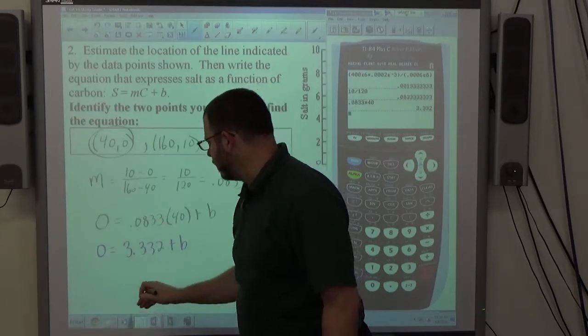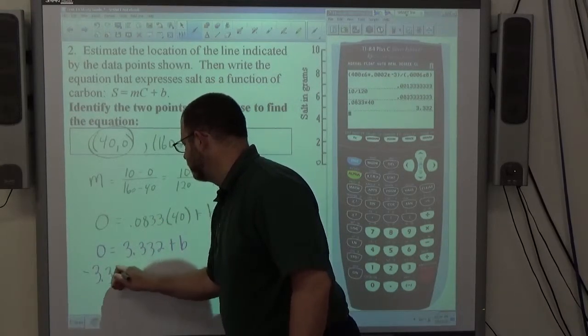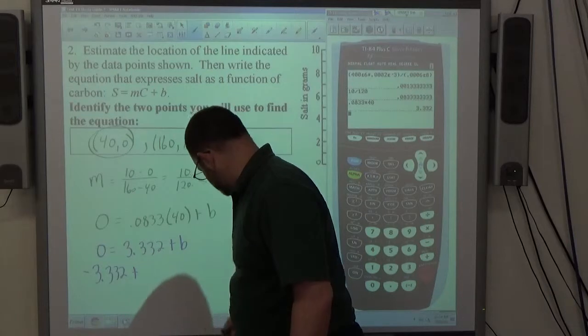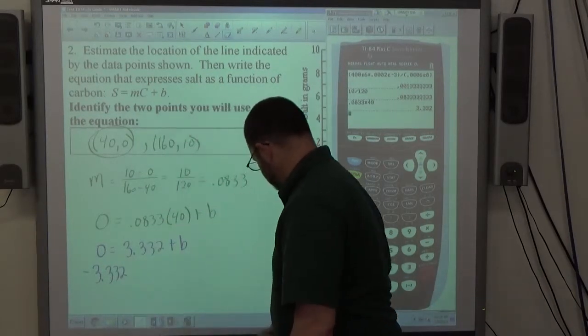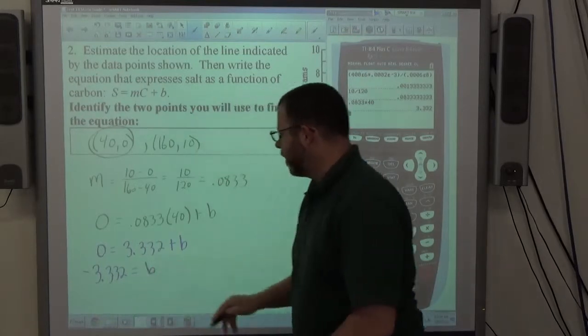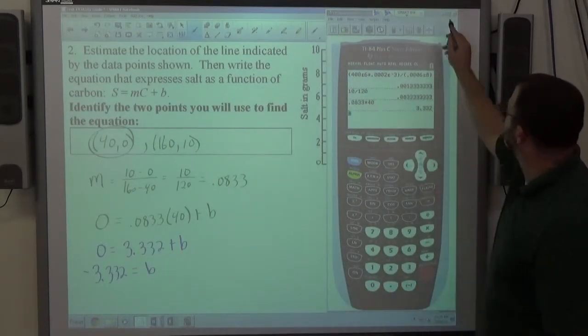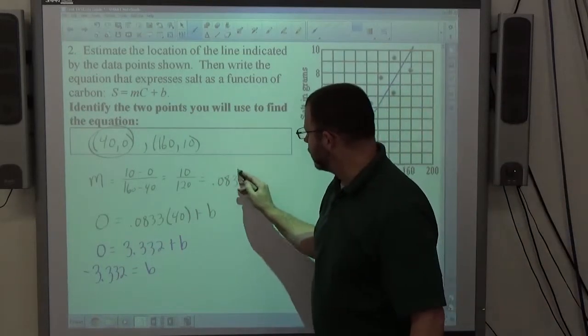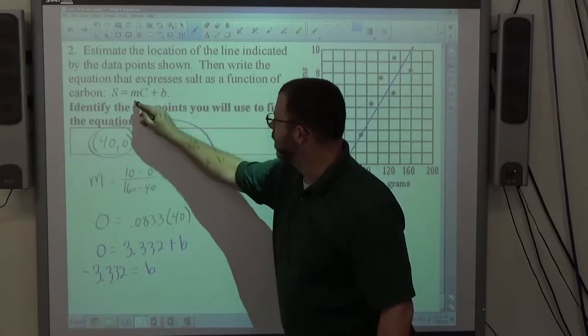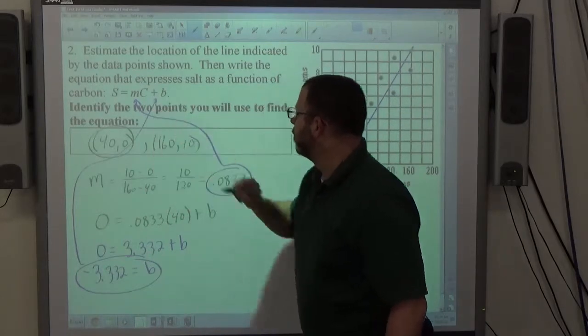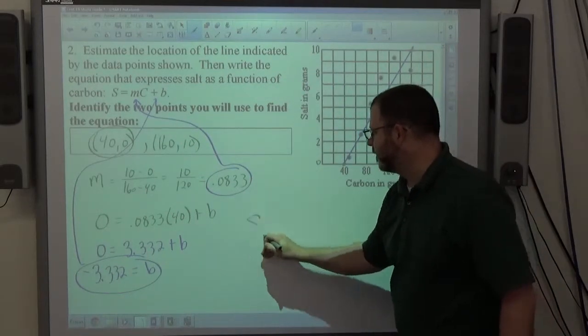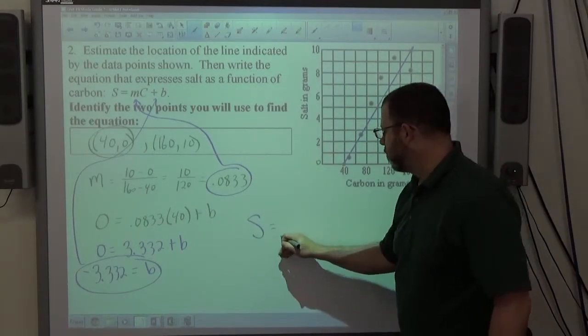So if I move the 3.332 to the other side, we get b is equal to negative 3.332. So I know what the slope is. I know what the y-intercept is. So that's my answer.